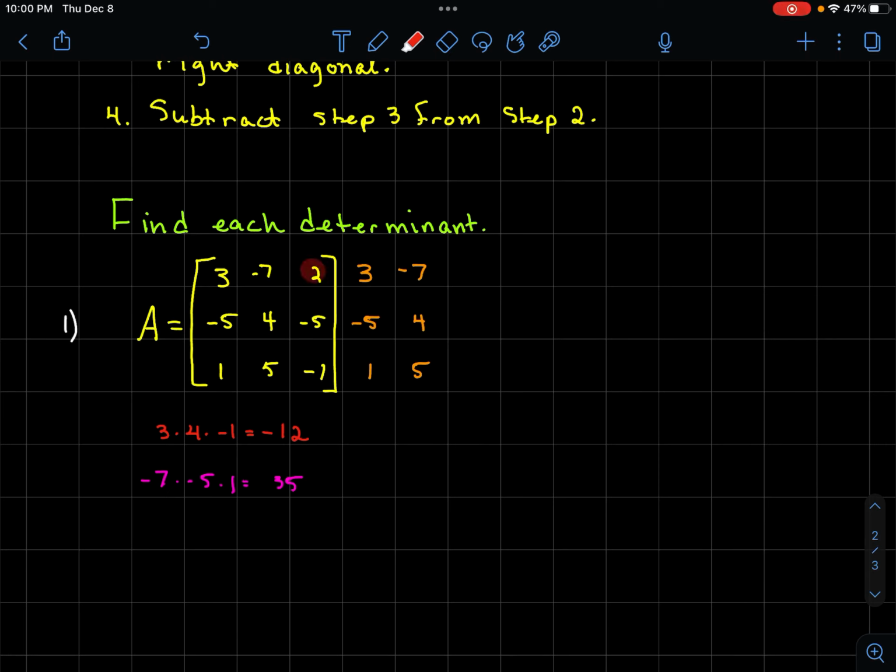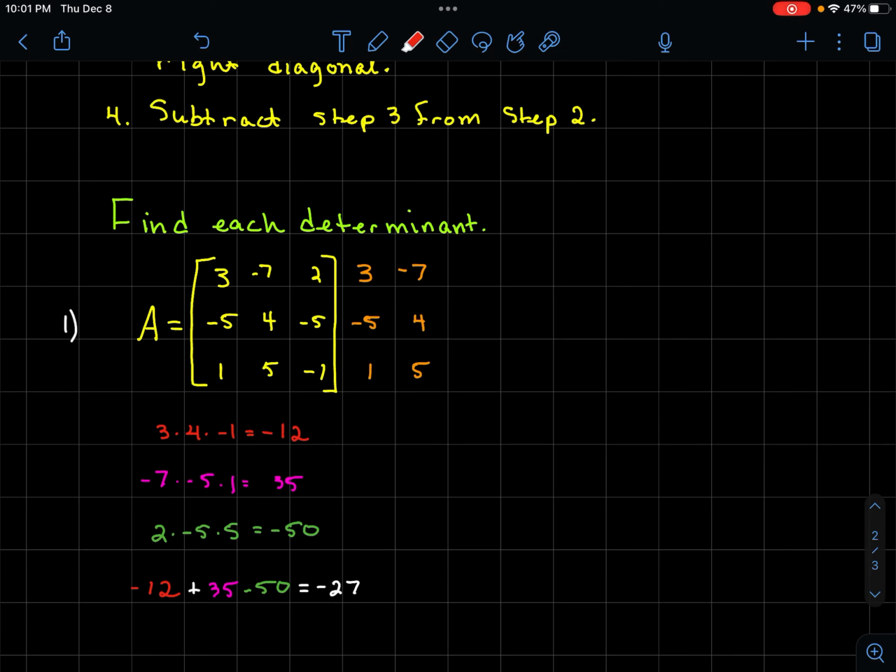And then finally, we have one more diagonal here. We'll go 2 times negative 5 times 5, which will give us negative 50. And those three numbers there, we're going to add them up, and that will give us the sum of those products from our left diagonals. Negative 12 plus 35 minus 50 gives us negative 27. Okay, so we're halfway done.